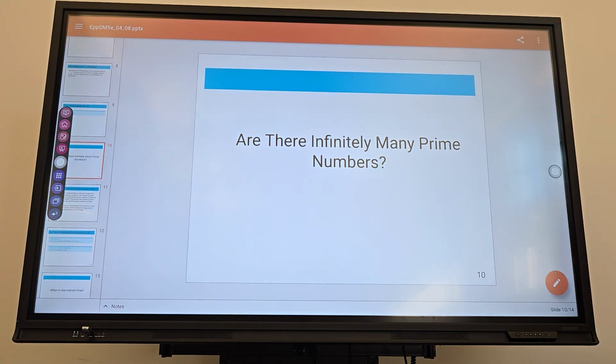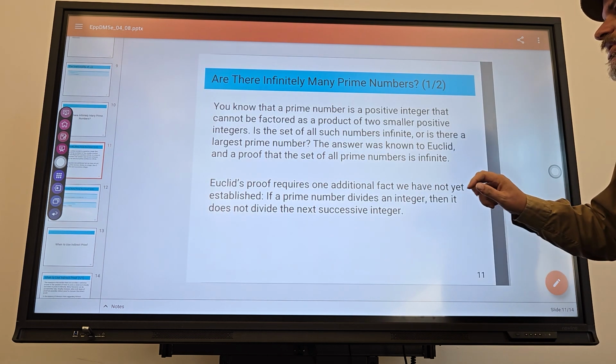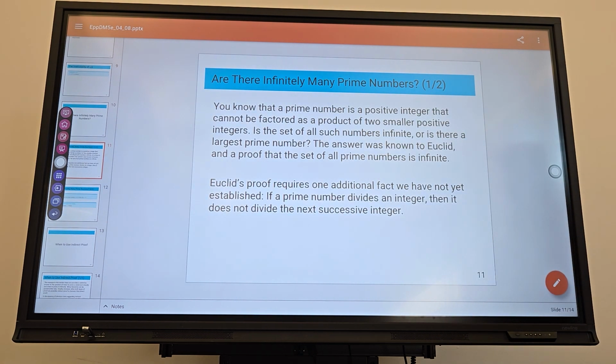Are there infinitely many prime numbers? You know that a prime number is a positive integer that cannot be factored as a product of two smaller positive integers. Is the set of all such numbers infinite, or is there a largest prime number? The answer was known to Euclid, and a proof that the set of all prime numbers is infinite.